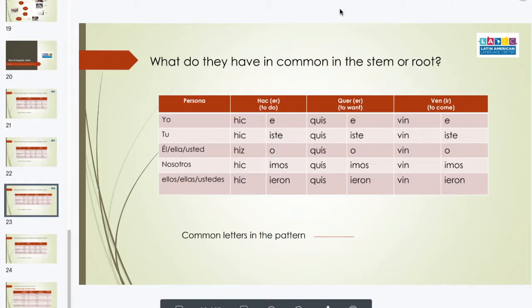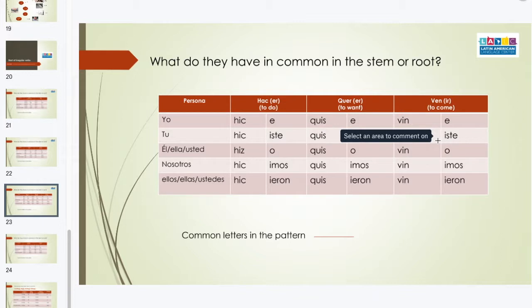Yes, linguistics is a science, and so they have the I in common. That's the pattern that they could figure out, but it's not perfect. But let's focus on studying this, because hacer is to do, querer is to want, and venir is to come, which are very important verbs.